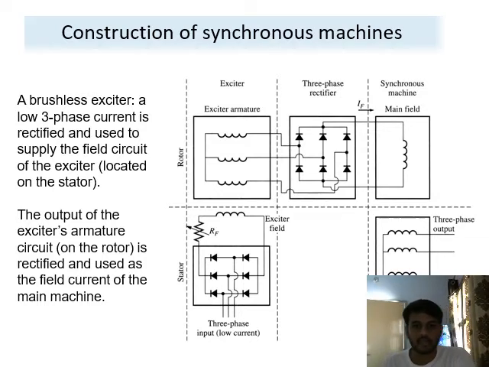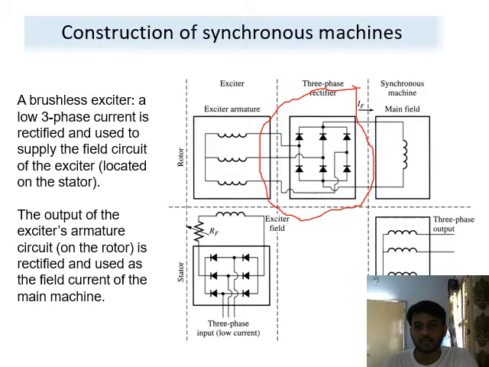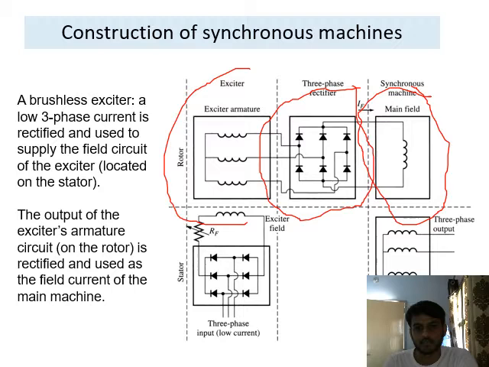So this is the arrangement of how we can supply the DC power to the rotor. We have an exciter armature, and a three-phase rectifier here, which converts the AC power into DC and supplies it to the main field. So this is how we can make the brushless excitation.